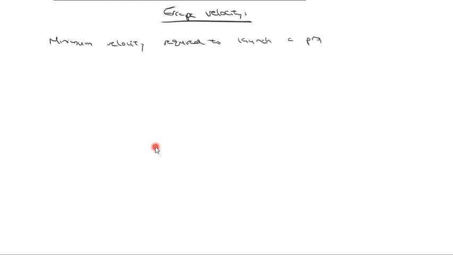So we now use that to prove the concept of escape velocity. So what is escape velocity? Well, escape velocity is basically the minimum velocity required to launch a projectile such that it can escape the gravitational field.